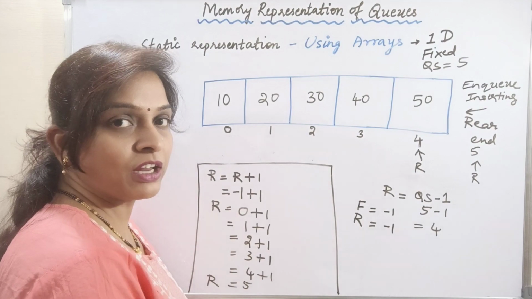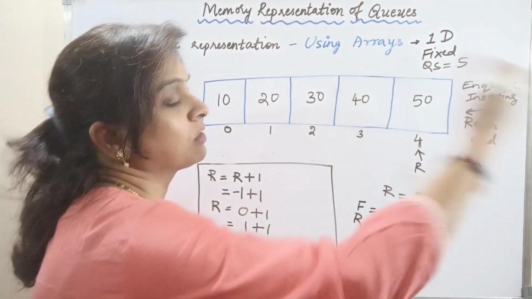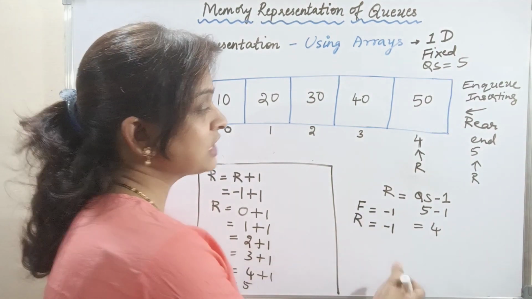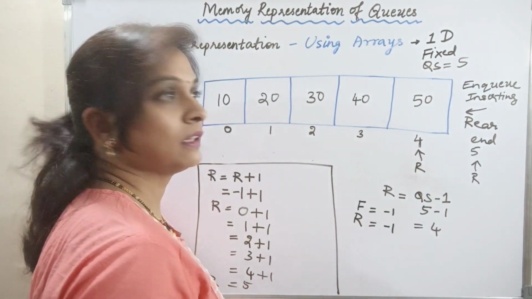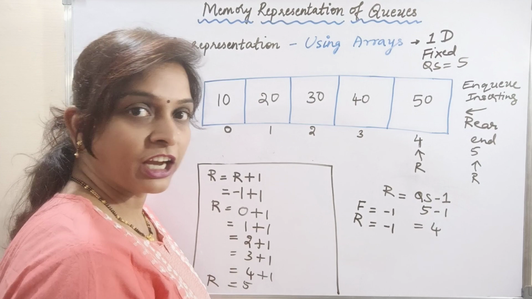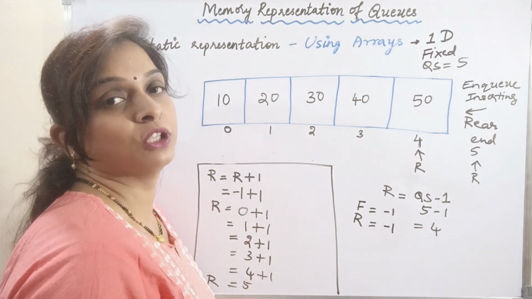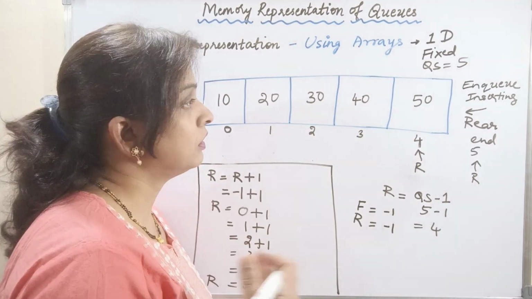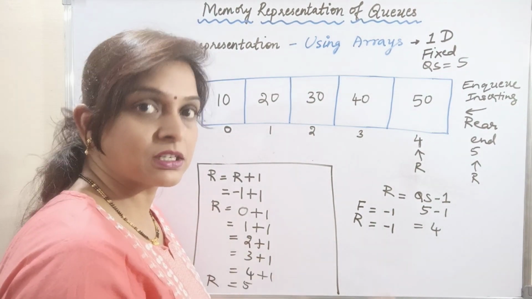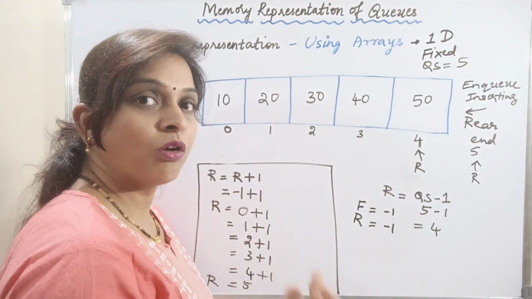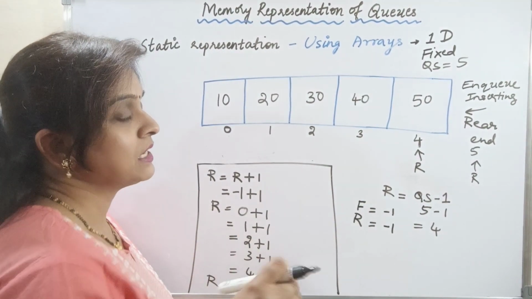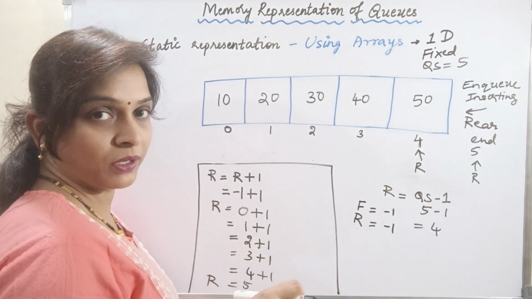When the rear pointer reaches q size minus 1, it will tell that the queue is full. We need to learn the algorithm also. In the next video, we will see the algorithm of NQ as well as DQ. For now, we are just understanding how it is represented inside the memory.